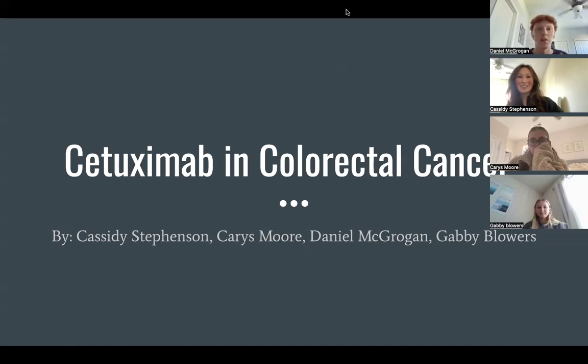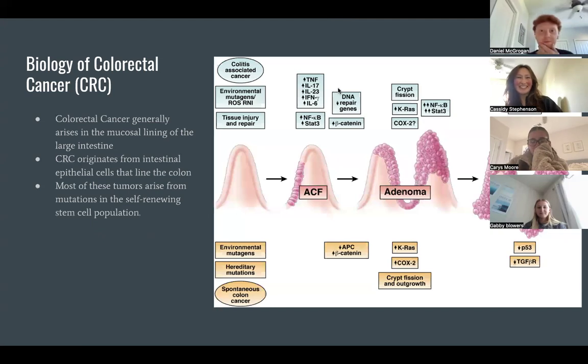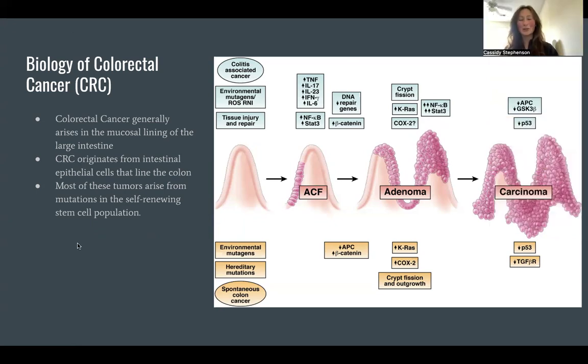So, the biology of colorectal cancer is that it generally arises in the mucosal lining of the large intestine, which includes the colon and the rectum, and that colorectal cancer originates from intestinal epithelial cells that line the colon. Most of these tumors arise from mutations in the self-renewing stem cell population.